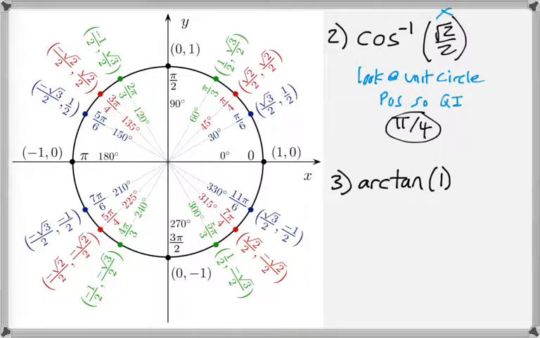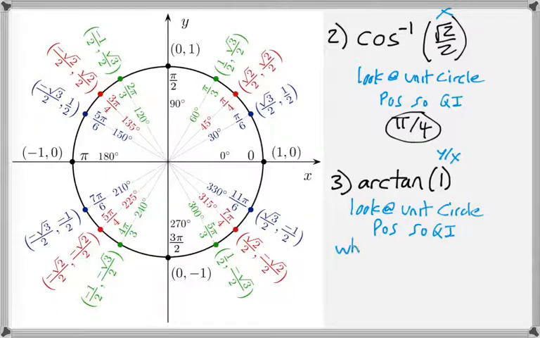And then arctan of 1, well, tangent is y over x. So I want to look at the unit circle, and you don't need to write this every single time, I just do it for instructional purposes. And this is positive, so it's quadrant 1.